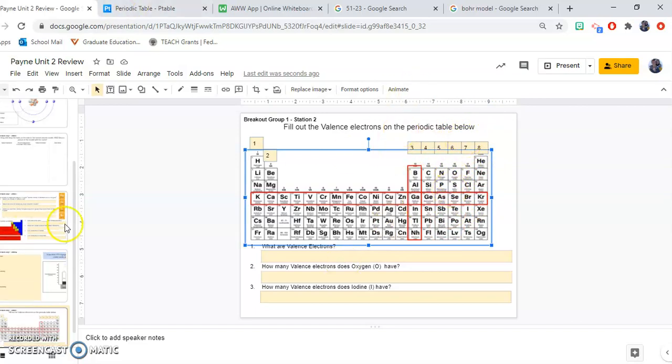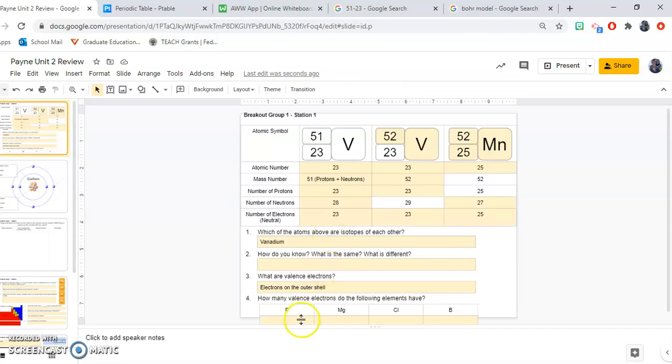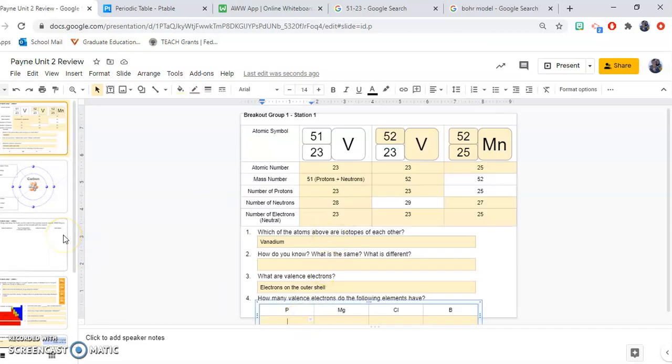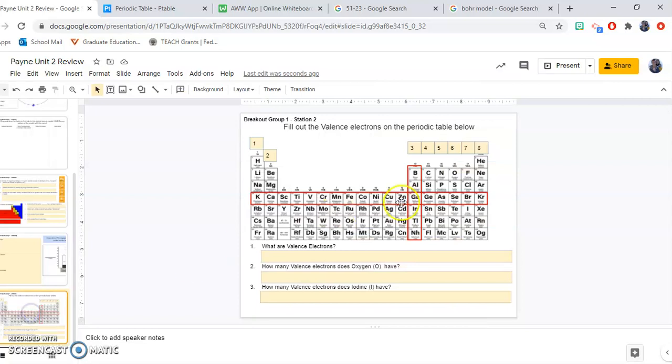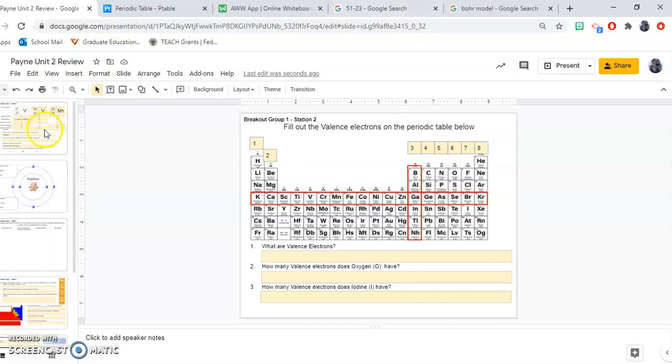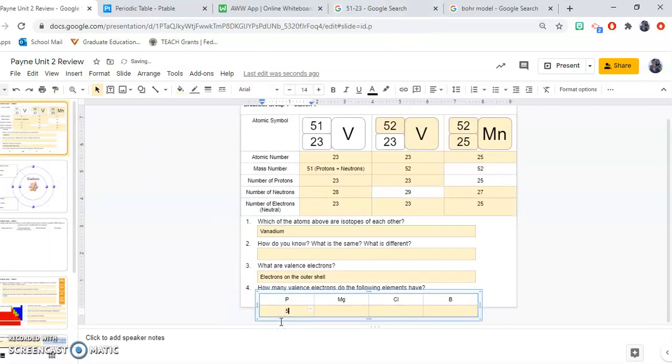So let's go back and answer our questions. How many valence electrons do the following elements have? Phosphorus. Well, let's go look at our chart. Phosphorus falls right here under nitrogen, and this family has 5 valence electrons. So our answer is literally just 5.